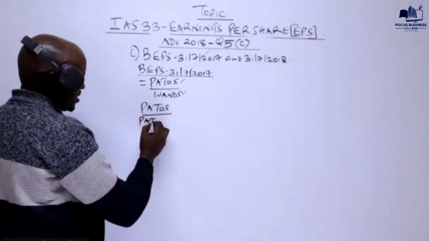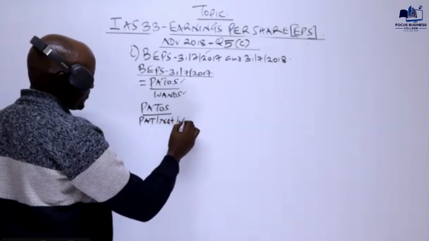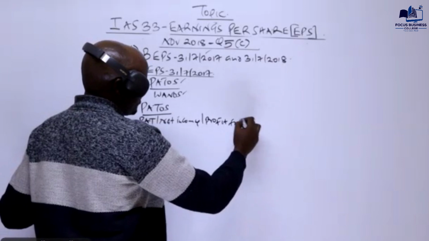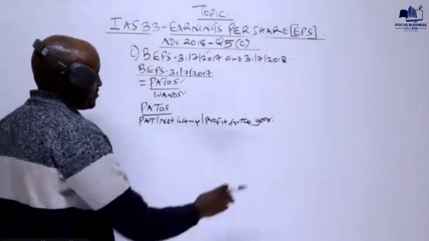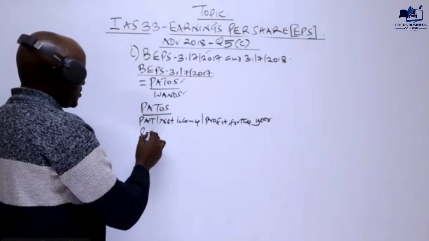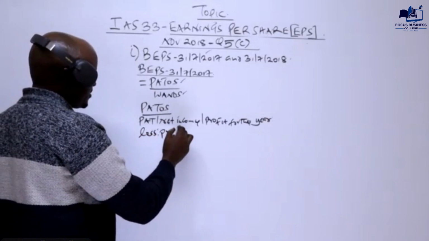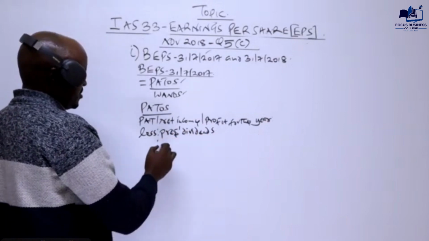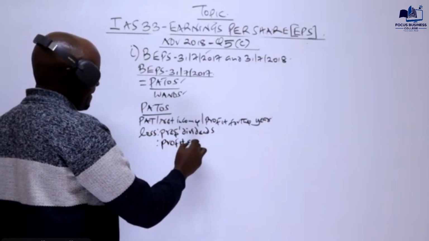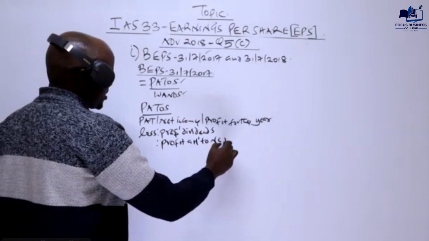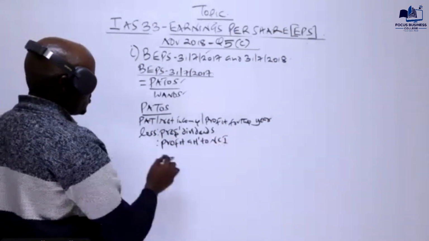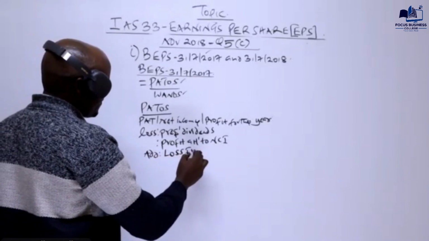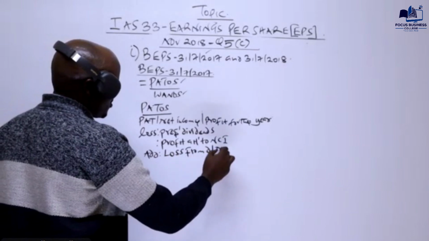We have said to compute this one, we take the profit after tax, which is also known as the net income, or the profit for the year, and then to this we have said we less what? We less the preference dividend for the current year. We also less the profit attributable to NCI. In case we are told this profit includes a loss from discontinued operations, we come here and we add the loss from the discontinued operations.